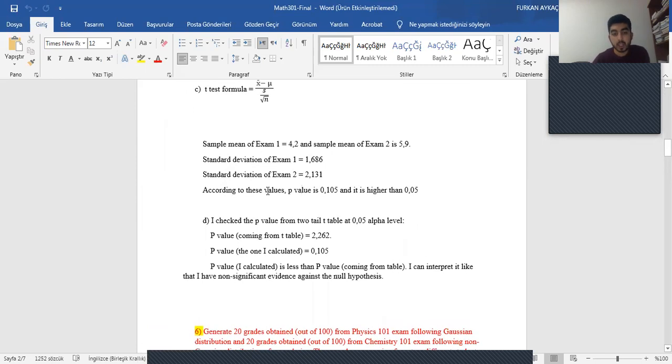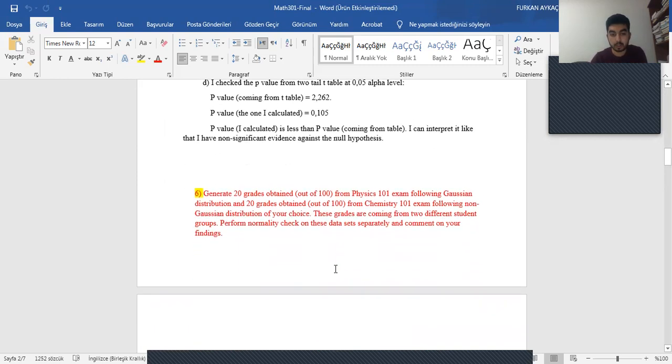In part D, I checked the value from the two-tailed t table at the 0.05 alpha level. The value coming from the table is 2.262. The value that I calculated is 0.105. The value that I calculated is less than the value coming from the table. So I can interpret it like that: I have non-significant evidence against the null hypothesis.